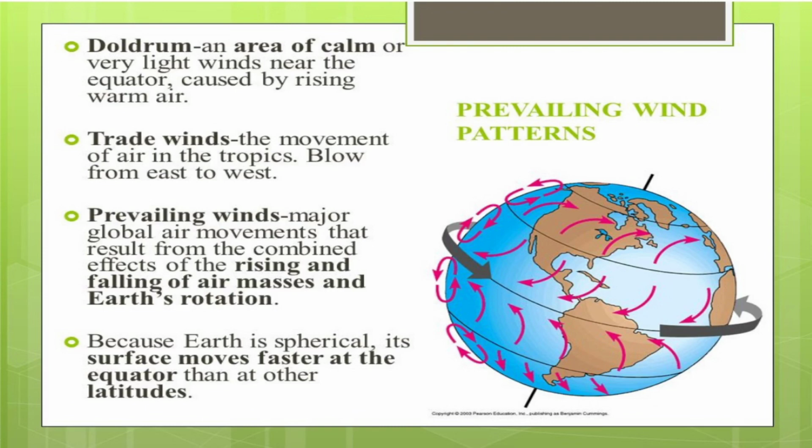And last, because the earth is spherical, as I stated, the earth is not static, it is moving. Its surface moves faster at the equator than at other latitudes. So as a result of the movement of the earth, it affects the blowing of the winds, and hence the winds are transferred from one place to another. This is the prevailing wind pattern shown on this globe.